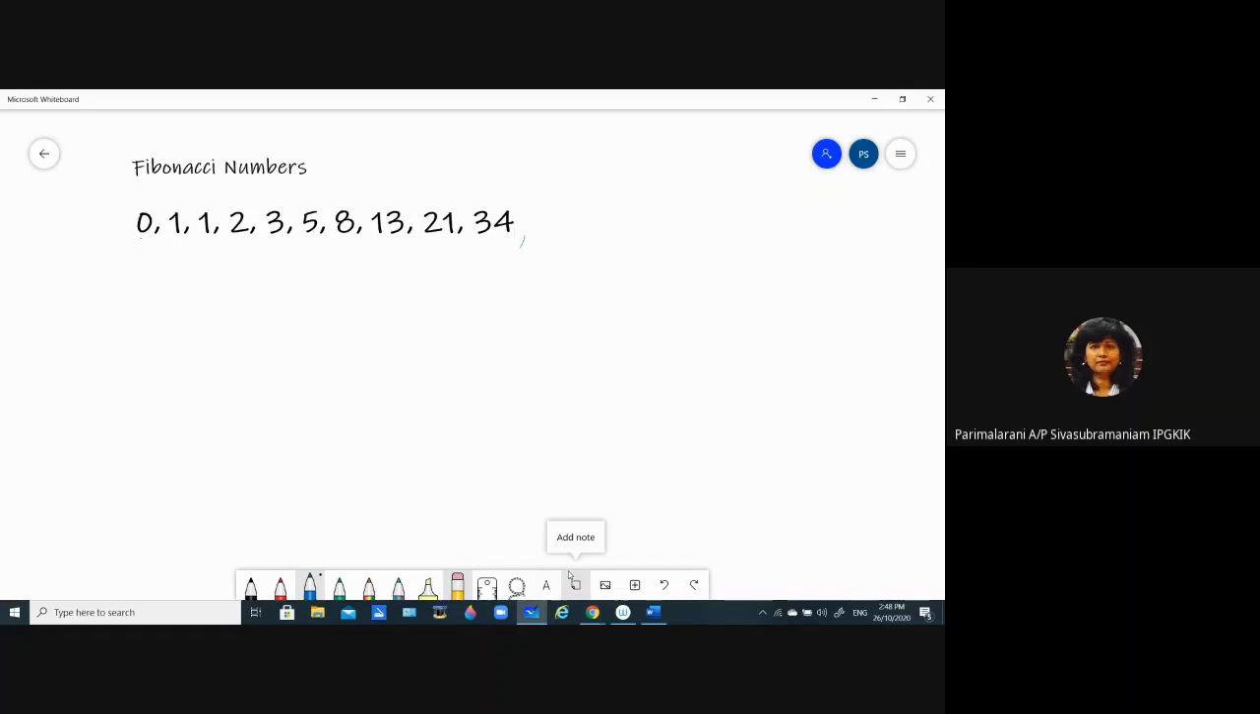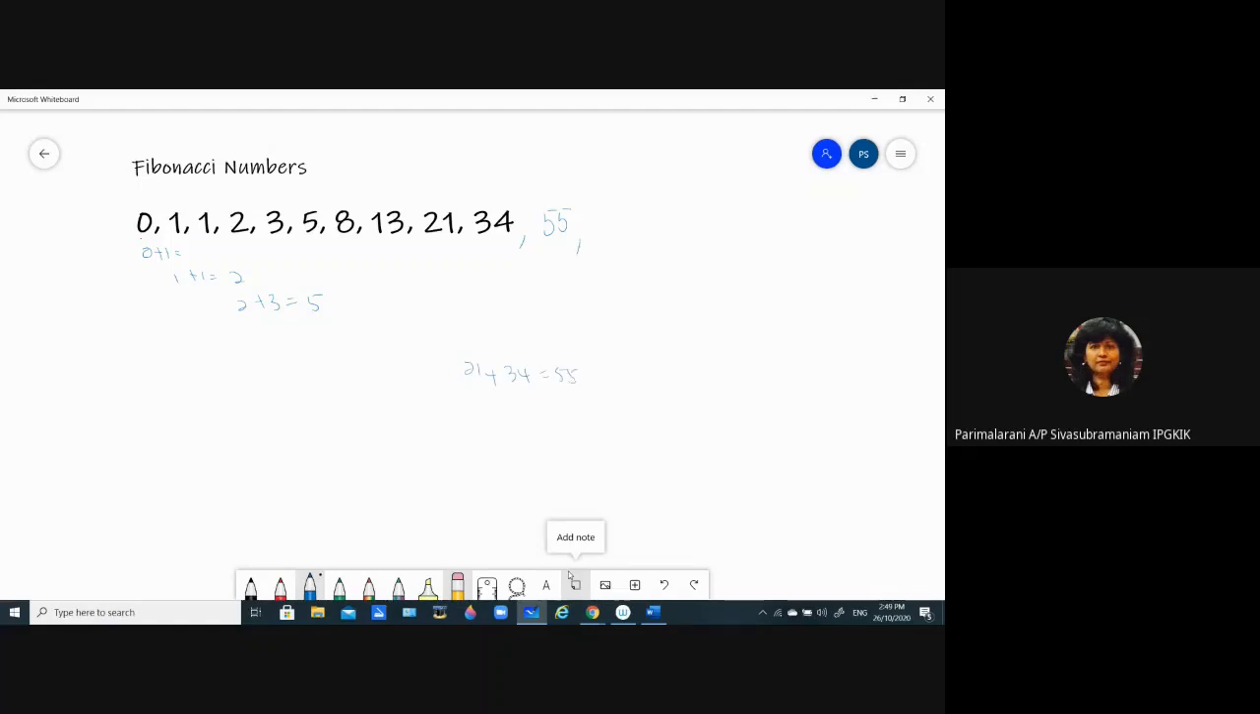Do you see a pattern here? 0 plus 1 is 1, 1 plus 1 is 2, so 2 plus 3 is equal to 5. So what's the next number here? 55. Okay, so that is 21 plus 34 is equal to 55.